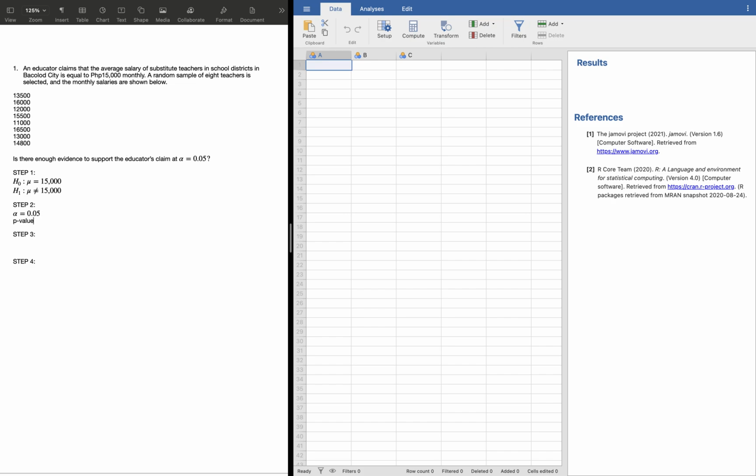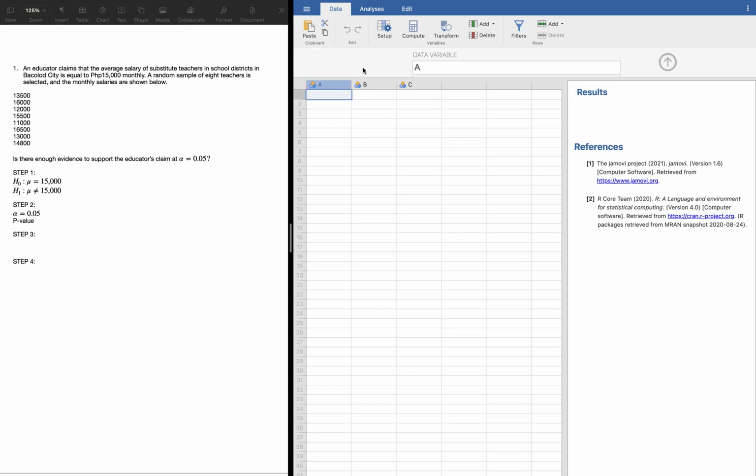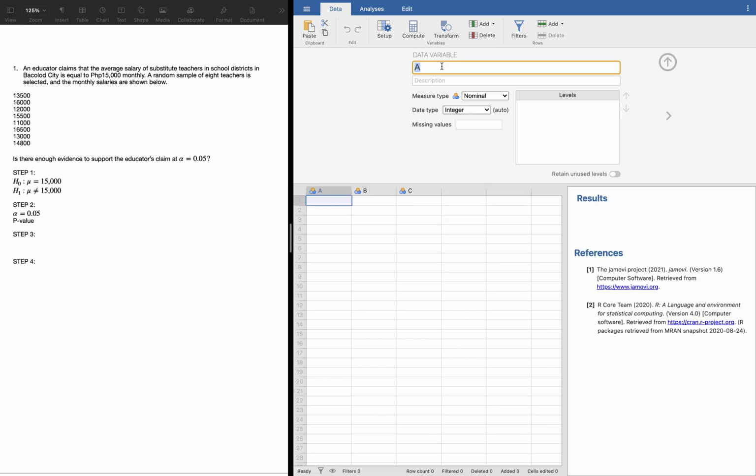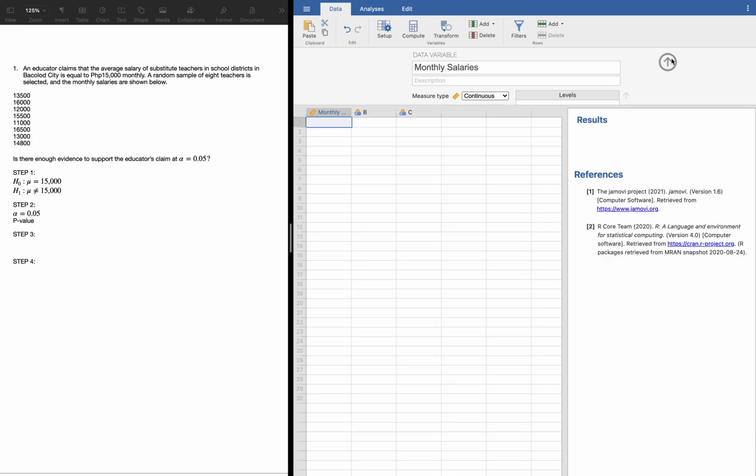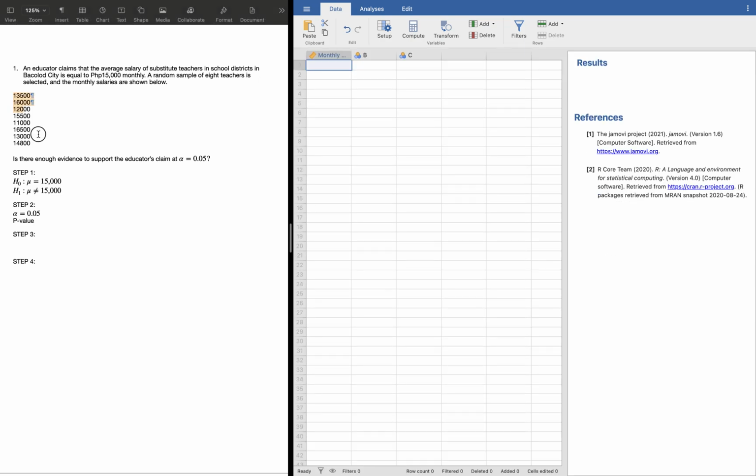So our p-value is something we don't know yet. So we're going to make use of Jamovi here. So let's change our variable into monthly salaries of teachers. We say that it's not nominal, but it's continuous, and let's be contented with that. I'm just going to copy and paste all of these here. Paste. Oops. Oh, bummer. Let's do this manually then.